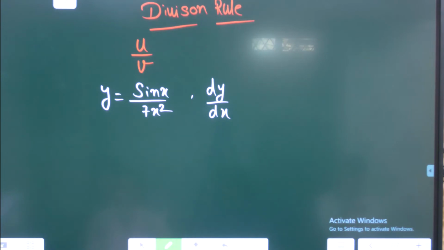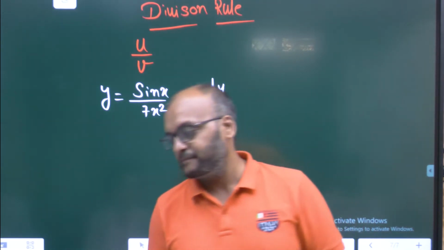7x squared into cos x minus sin x into 14x, and the whole square of 7x squared. Come again. Pardon, dear. 7x squared into cos x minus sin x into 14x, and the whole square of 7x squared. Whole square of 7x square is getting multiplied with this, or it is getting divided? No, it's divided. Very good, right? Exactly. Good.